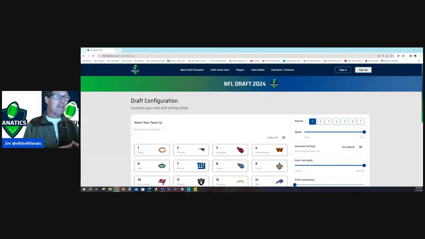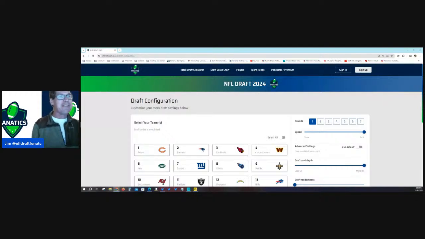So the way NFLDraftFanatics.com is set up, there are 32 teams. Each team has a unique player board. So there's 32 teams, 32 player boards. And the way the simulator works is when it's a team's turn to pick, it looks at the player board for the team. It will generally select the highest player on the board at the time of the pick. And that is the player that is selected.